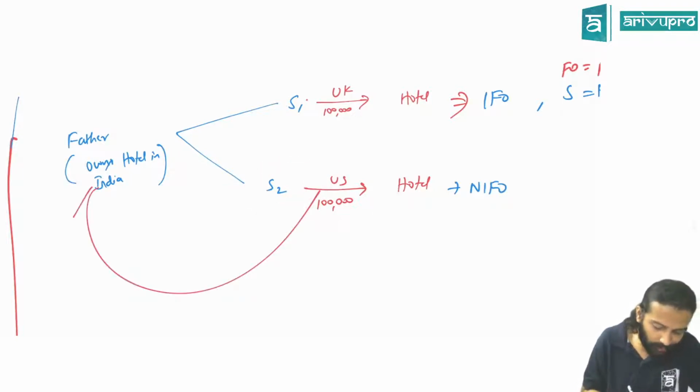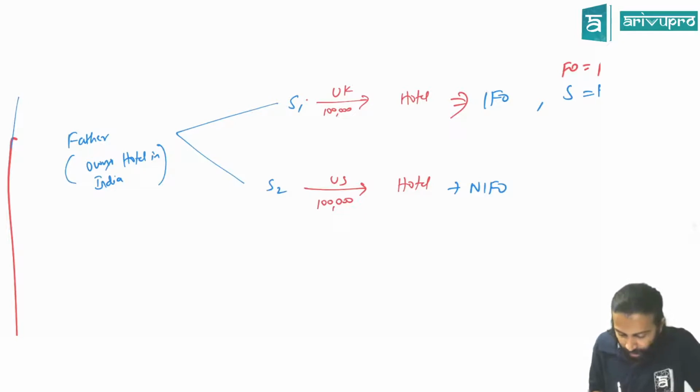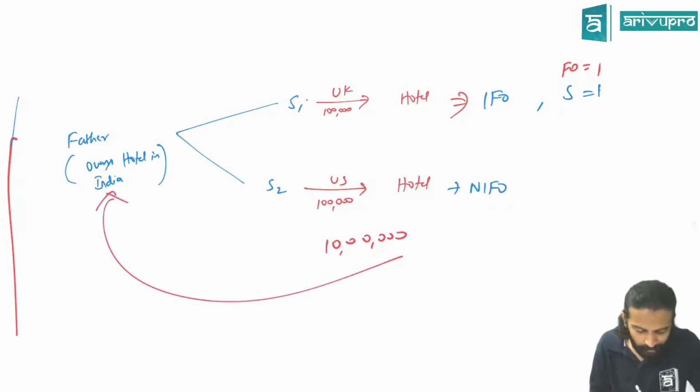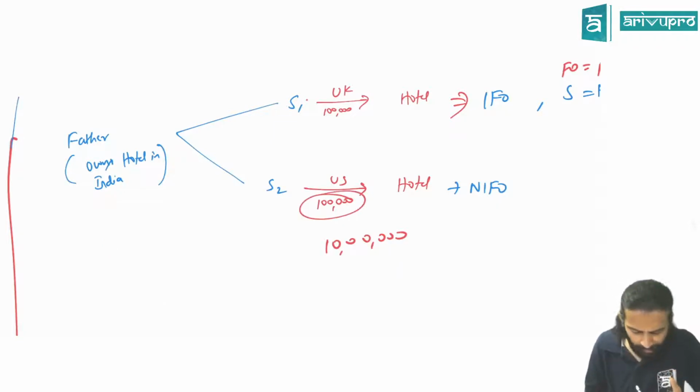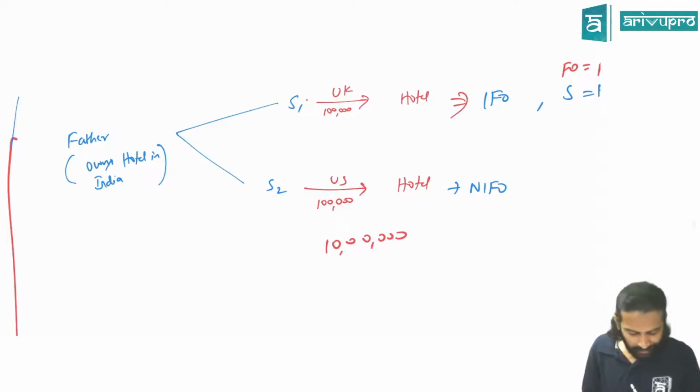But here, if the son generates money from the hotel business, will he give the entire money to the father? No. Suppose he generated $1 million, 10 lakh pounds, from his business. Will he give the entire 10 lakh to the father? No. He will say, you gave me 1 lakh, take your 1 lakh back plus something else.